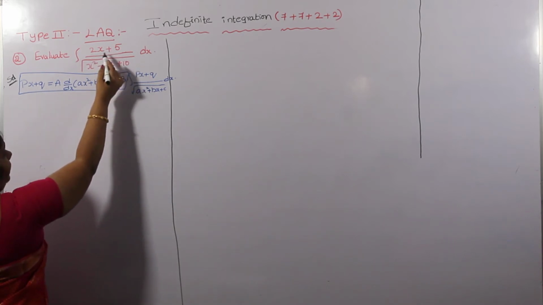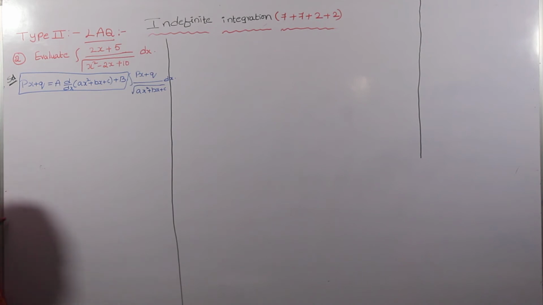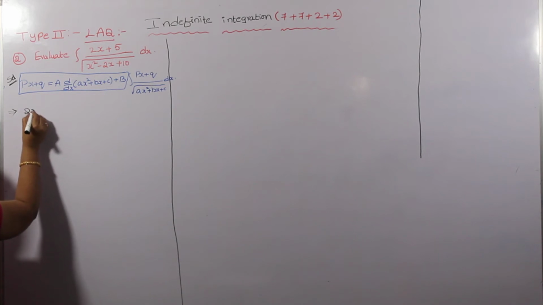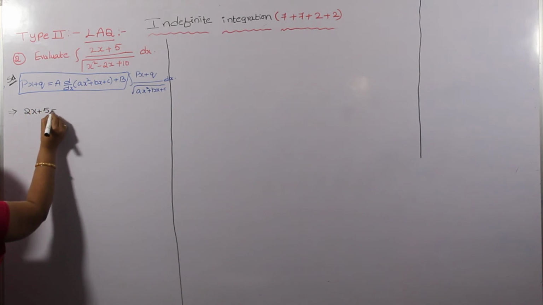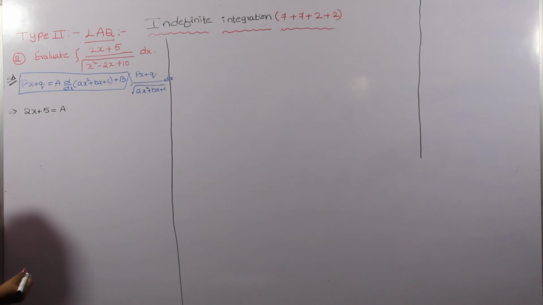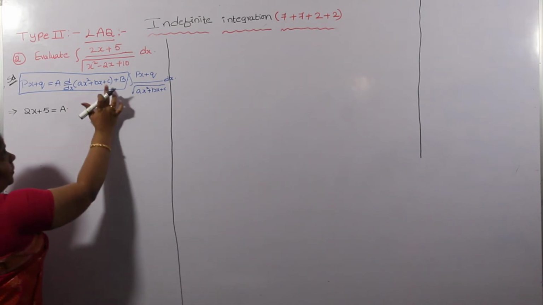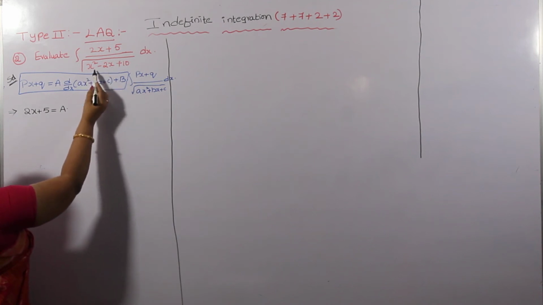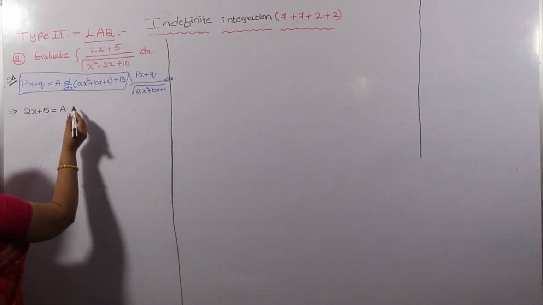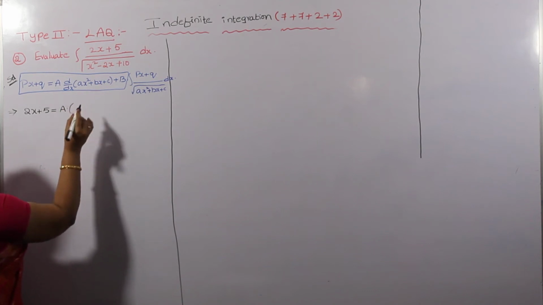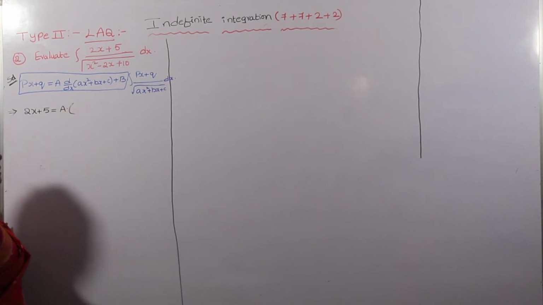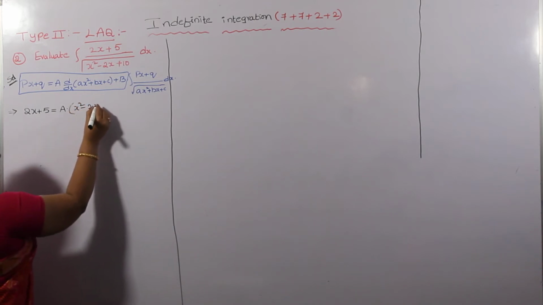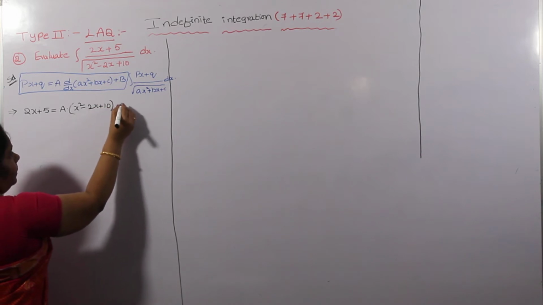In the numerator we have the linear expression, that is 2x plus 5. So px plus q, that is 2x plus 5, is equal to A into d by dx of ax square plus bx plus c, which is the quadratic expression. What is the quadratic expression? The root over function, that is x square minus 2x plus 10, plus B.